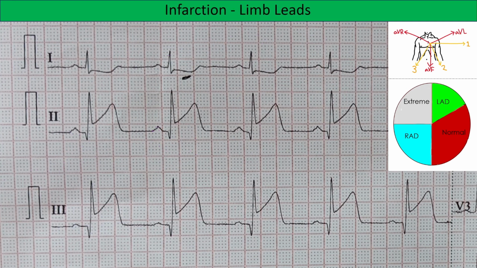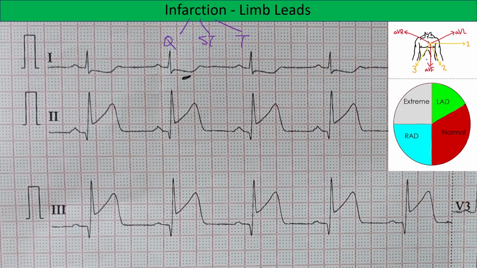Now let's move on to infarction. So infarction, there's 3 things to consider. First is Q waves, the next is ST changes, and then the last is T wave changes. We'll examine 3 leads at a time and examine for all 3 and then put them together at the end. So we'll start off with Q waves.